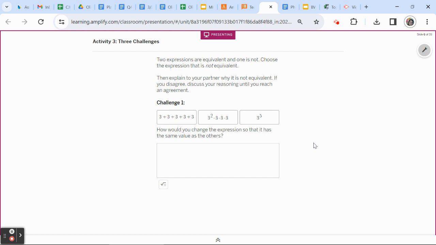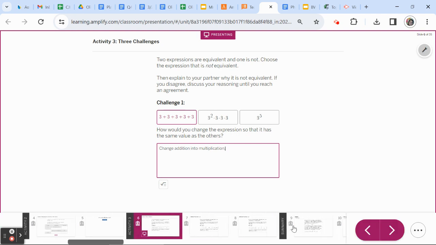Okay, so there are 3 different challenges we're going to do. This first one, I would choose this because this is addition, whereas these were multiplication. So if we changed it to be 3 times 3, like multiplication, so change addition into multiplication. Okay, then they would be 3 to the 5th power. All right, let's go to challenge number 2.